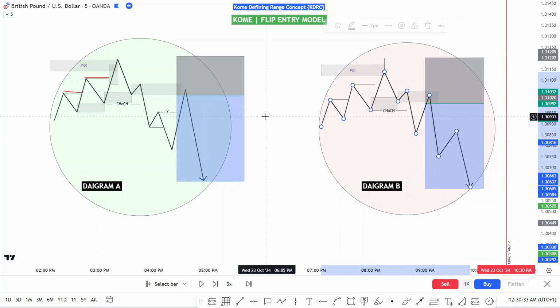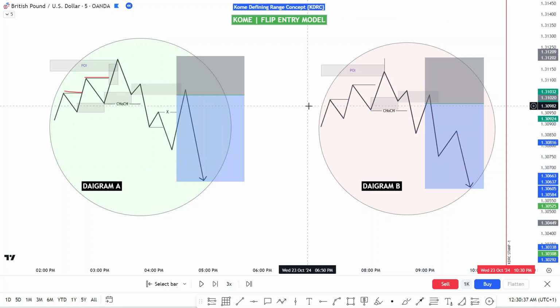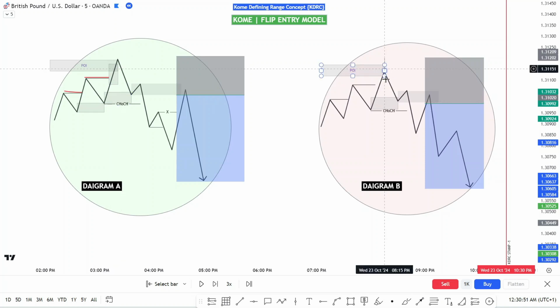Okay, so I just hope you have this clear and cut. I hope you understand this better. Okay, so in diagram A, you will need inducement. Why? Because there was a body close after the mitigation of our point of interest. While diagram B involves a sweep of liquidity after the mitigation of the point of interest.